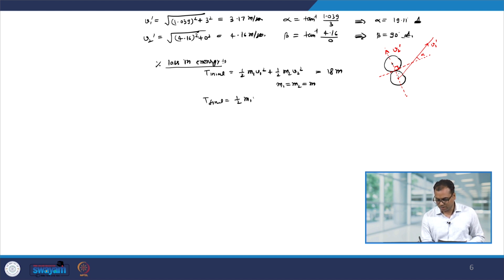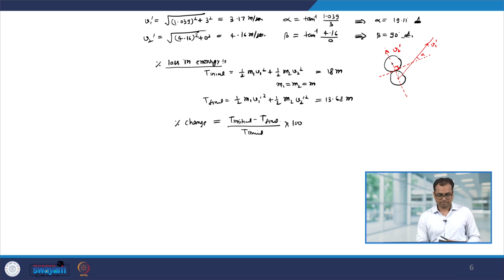And T final comes out to be half m1 v1 prime square plus half m2 v2 prime square, and you know the values of v1 prime and v2 prime you can put, and m1 equal to m2 equal to m. So, that comes out to be 13.68 m. So, therefore, the percentage change in the kinetic energy is T initial minus T final divided by T initial multiplied by 100. Okay. So, you know the T initial and T final. So, that comes out to be 24%.